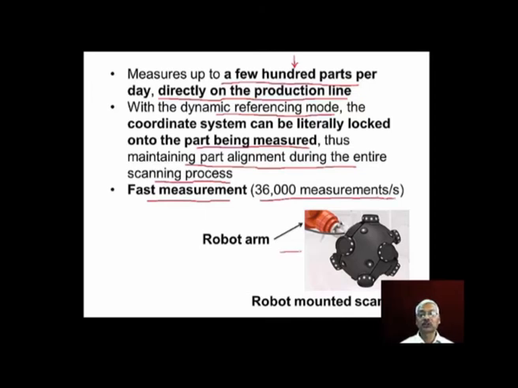Now this picture shows the scanner mounted on the robot arm, and we can give the inspection program for the robot arm, and the robot arm will move as per the program and it scans the work part.